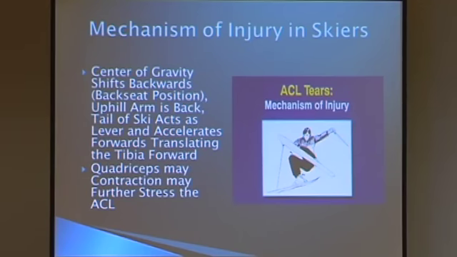For your skiers, for you guys that ski, usually how an ACL is torn in skiers is that the person skiing loses balance and their weight gets back on their ski, and then the ski will accelerate forward, causing the tibia to translate forward, and this can then tear the ACL. And at the same time, the quadriceps may contract, and this can further stress the anterior cruciate ligament.